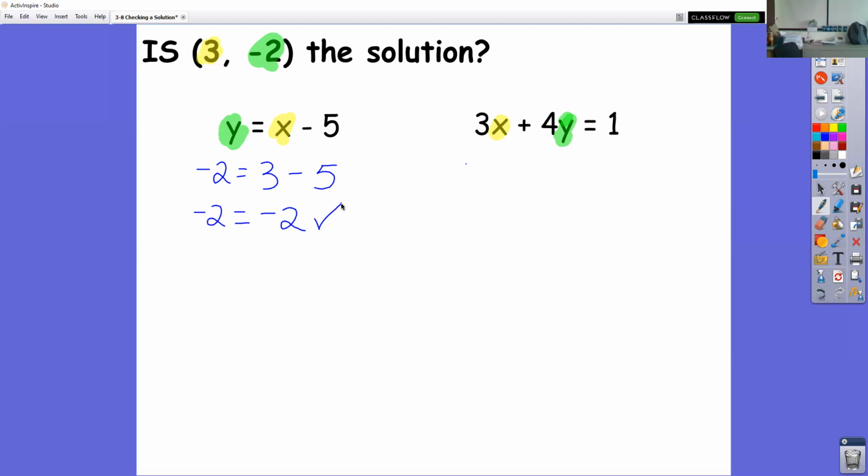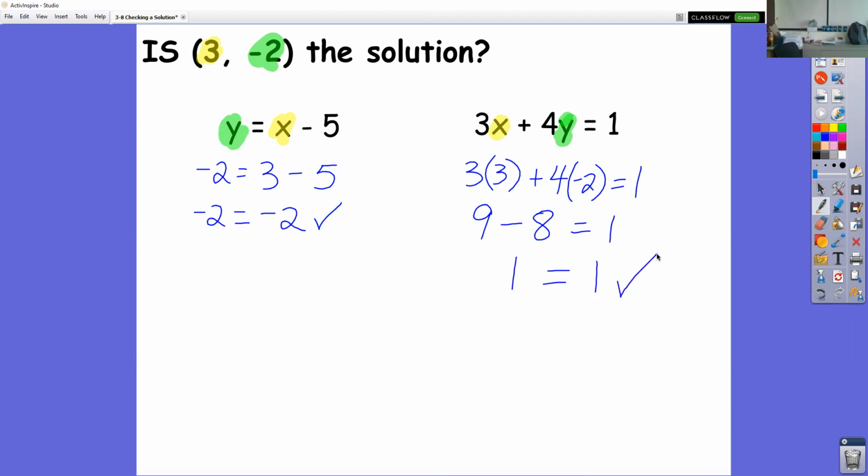Let's try the second one. 3 times 3 plus 4 times -2 equals 1. Well, 3 times 3 is 9. 4 times -2 is -8. 9 minus 8 equals 1. 1 does equal 1. So it works for both. So is this a solution? Yes, it is a solution because it works in both of the equations.